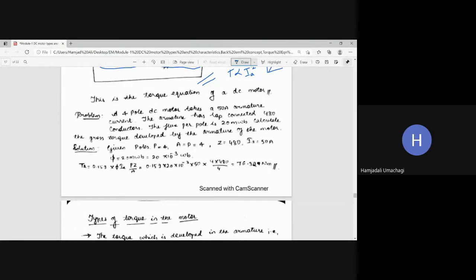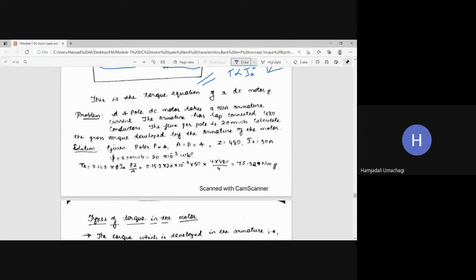Right. So now the solution you can see here. What is given? Given is number of poles equal to 4. Then what type of motor is it? Lap connected. In the lap connected, number of poles is equal to number of parallel paths. So since poles are 4, A is equal to P equal to 4. Then how many conductors are there? 480. And armature current is 50 ampere. Then flux given is 20 milliwebers, that is 20 into 10 raised to minus 3 webers.